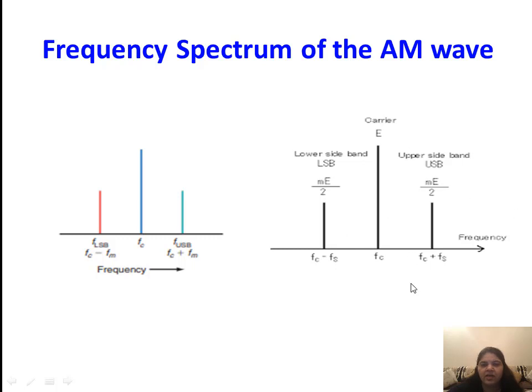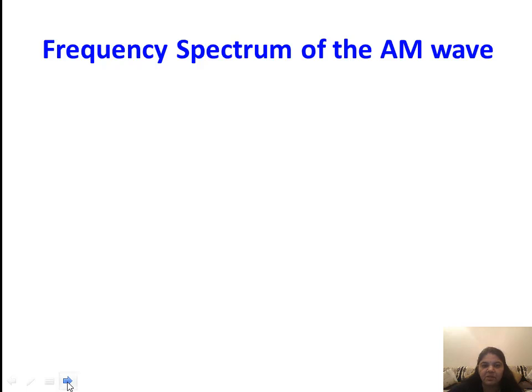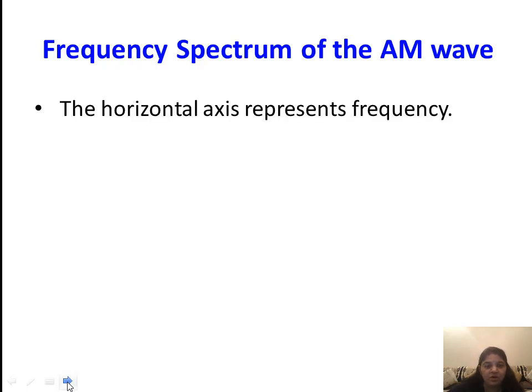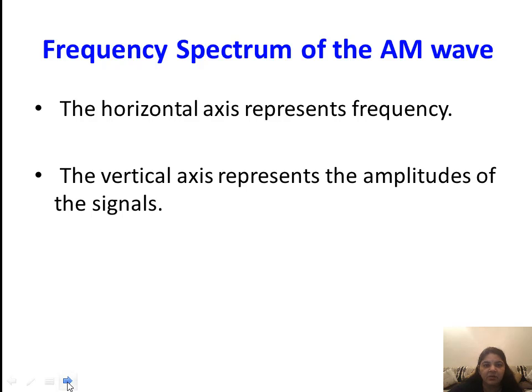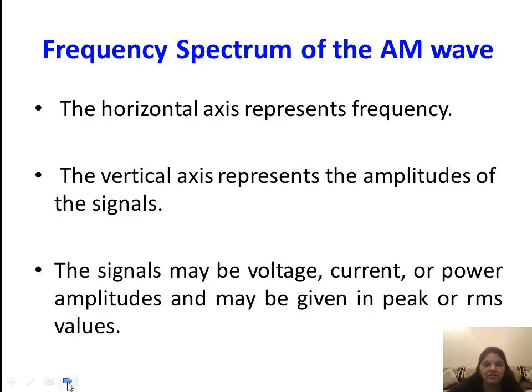So it is also known as the double sideband representation of the signal, and we have to keep in mind that both sidebands contain the same information. The horizontal axis represents the frequency. The vertical axis represents the amplitude of the spectrum. The signals may be voltage, current, or power amplitude and may be given in peak or RMS value.